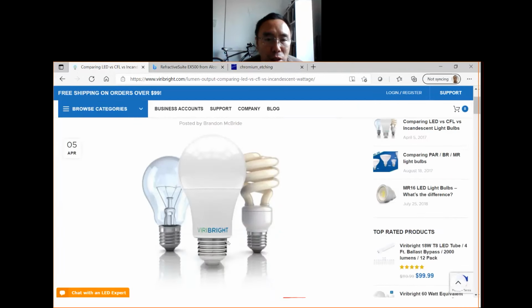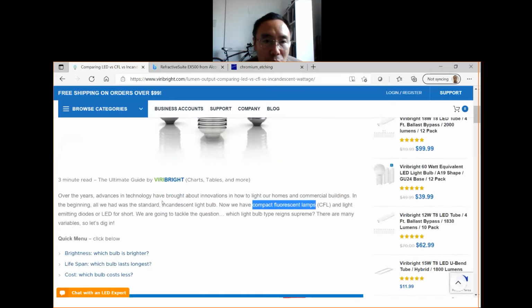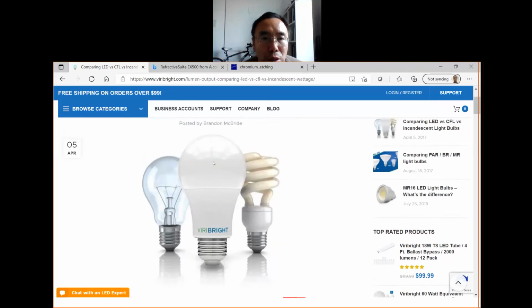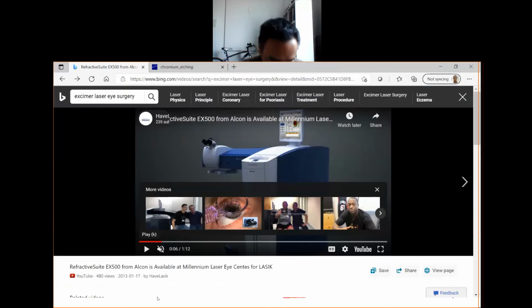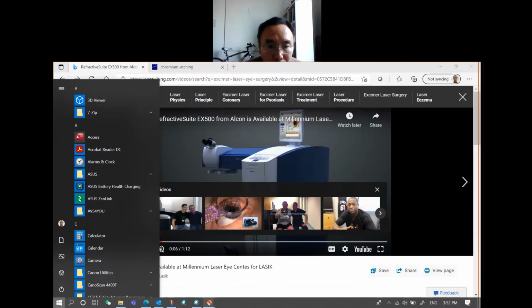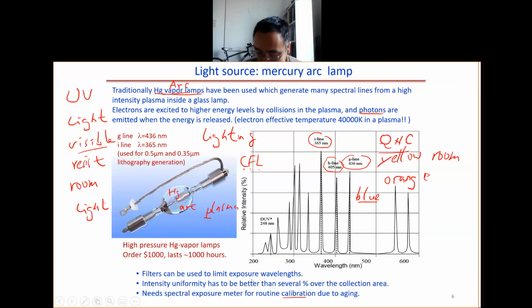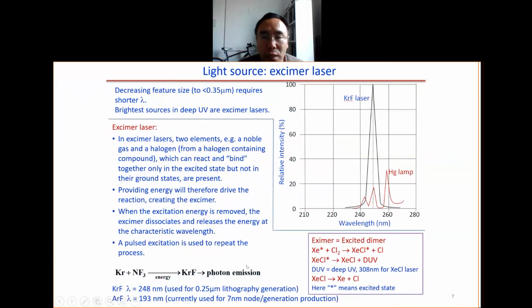Nowadays we mainly use this, the compact fluorescent lamp. We have the mercury inside. This is LED light. This is the old style incandescent light. Nowadays people mostly use LED light. LED light is more efficient and lasts a longer time. But for the mercury lamp, this is the mercury lamp.